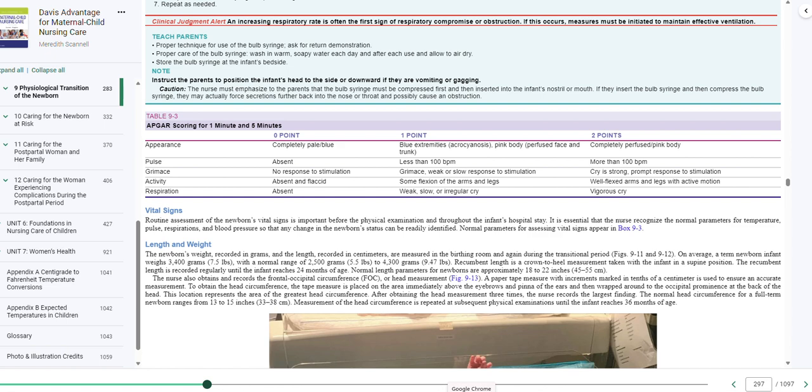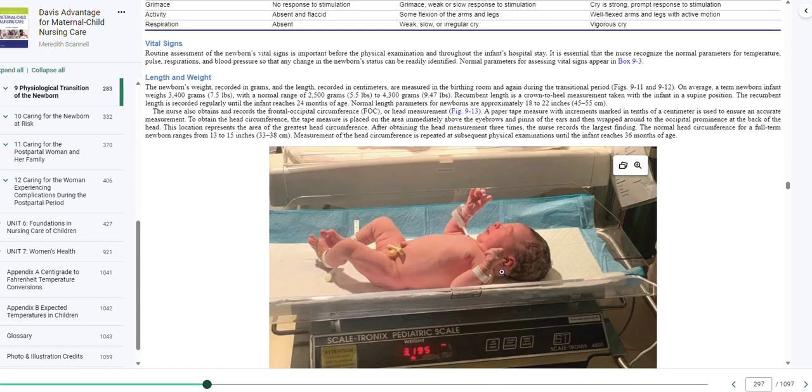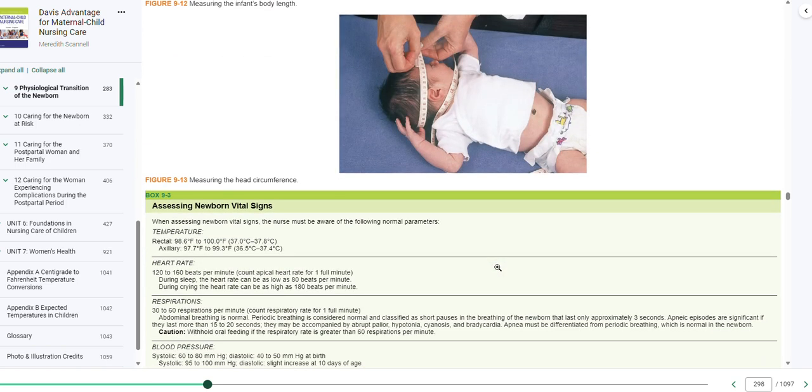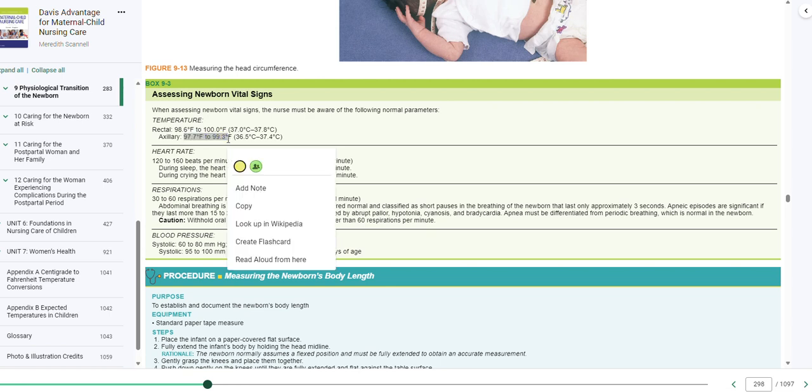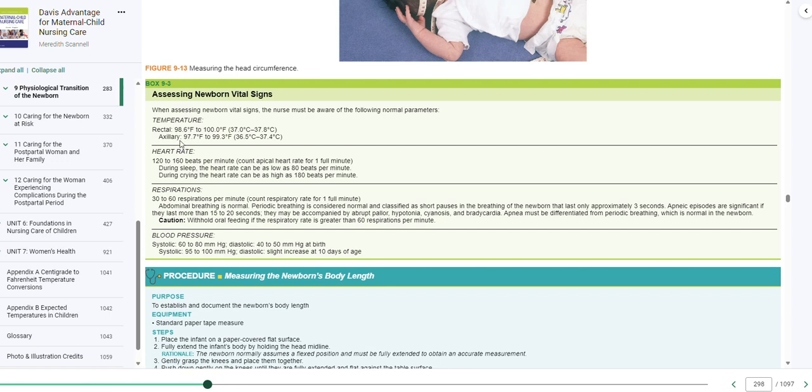Alright, so let's look at vital signs. At the bottom of page 298, there's box 9.3. This is a wink and a lollipop. This axillary temperature is different from what you've seen before, but I need you to know that this is okay. This is normal.